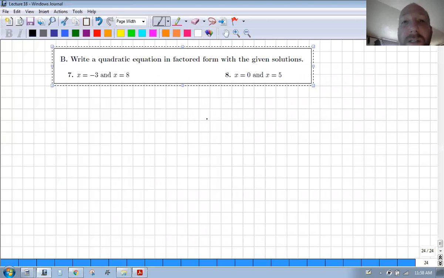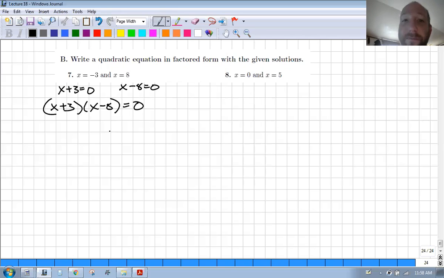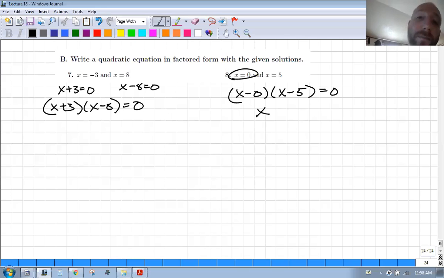Write a quadratic equation in factored form with the given solutions. Here if we add 3 to both sides, we get this. Over here if we subtract 8 from both sides. If either one of these is 0, then either x plus 3 or x minus 8 is equal to 0. Over here, x equals 0 or x minus 5, so x times x minus 5.